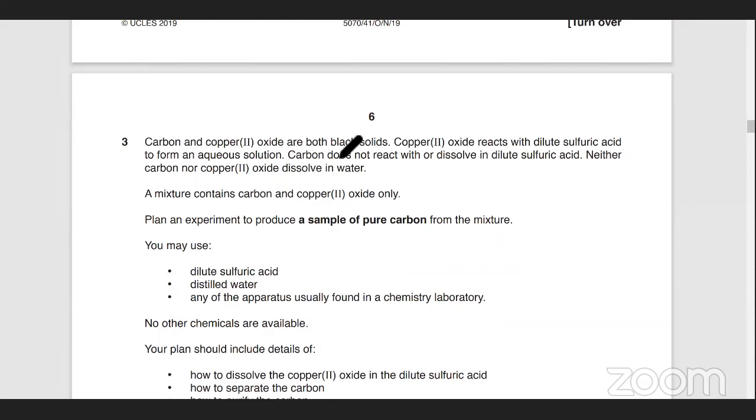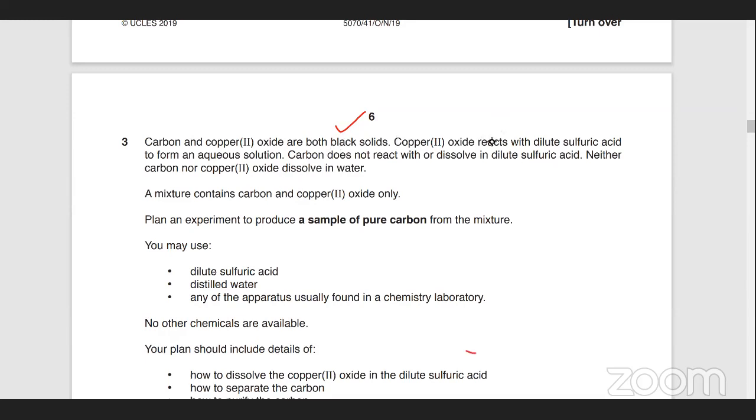So the next one, question number 3. Carbon and copper 2 oxide are both black solids. Copper 2 oxide reacts with dilute sulfuric acid to form an aqueous solution. Carbon does not react or dissolve in dilute sulfuric acid. Neither copper nor copper 2 oxide dissolve in water. Okay, so I'll just briefly break this down first. Both are black solids. And he's saying copper 2 oxide reacts with sulfuric acid to form an aqueous solution.